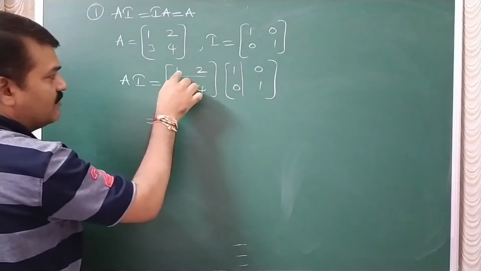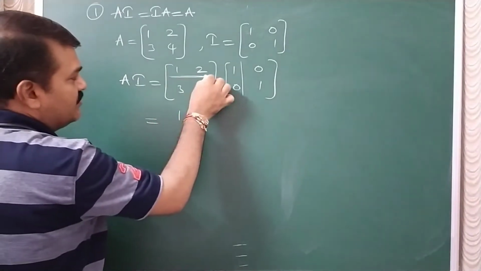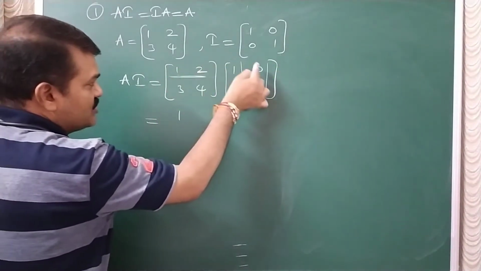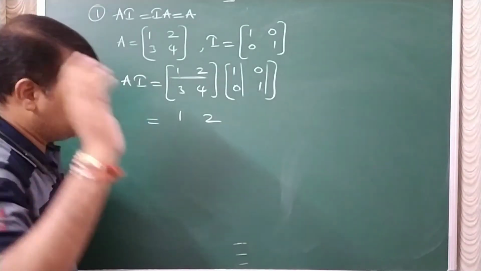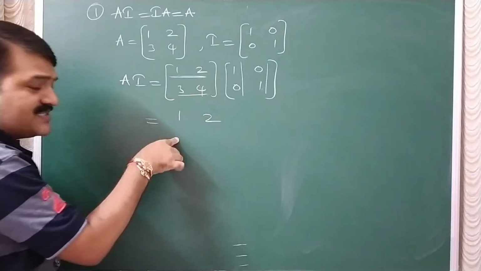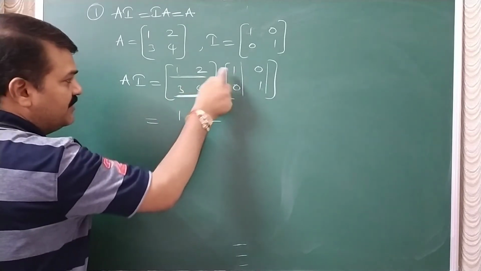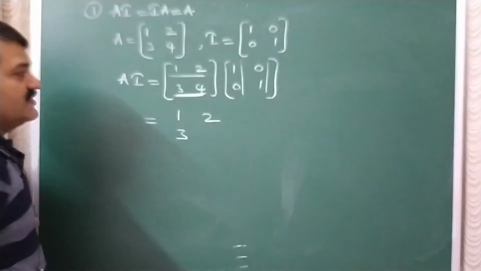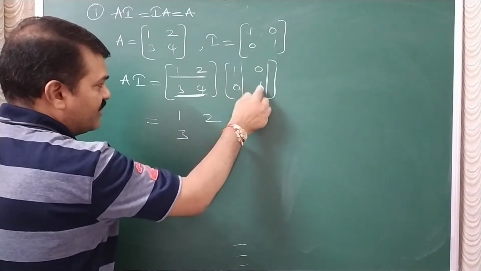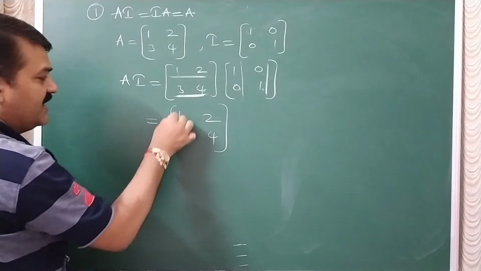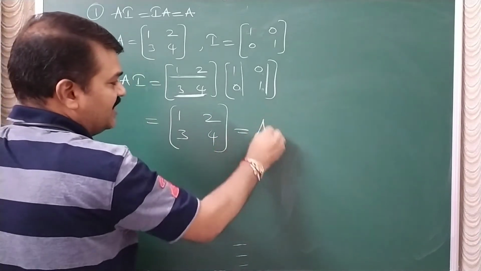First row into first column, 1 into 1 plus 2 into 0. First row multiplied with second column, 1 into 0 plus 2 into 1. First row multiplication over. Come to second row, so write in second row. So second row multiplied with first column, 3 into 1 plus 4 into 0. Second row multiplied with second column, 3 into 0 plus 4 into 1. So what you are getting? A into I, you are getting 1, 2, 3, 4, which is A only. So you are getting A only.